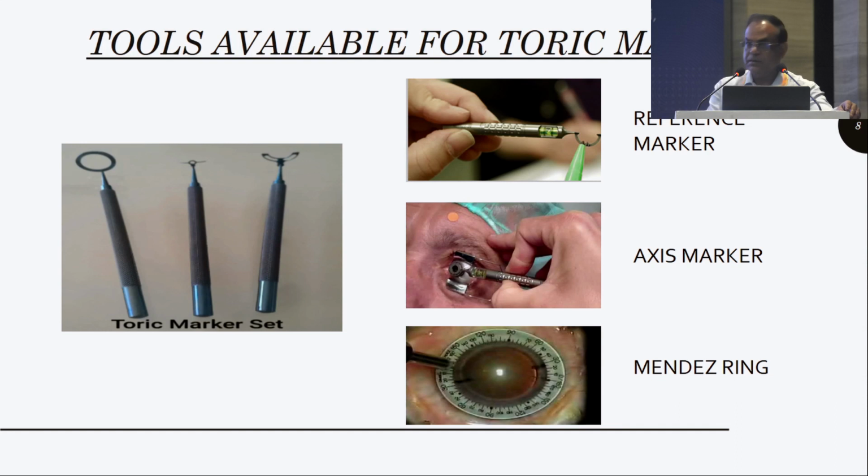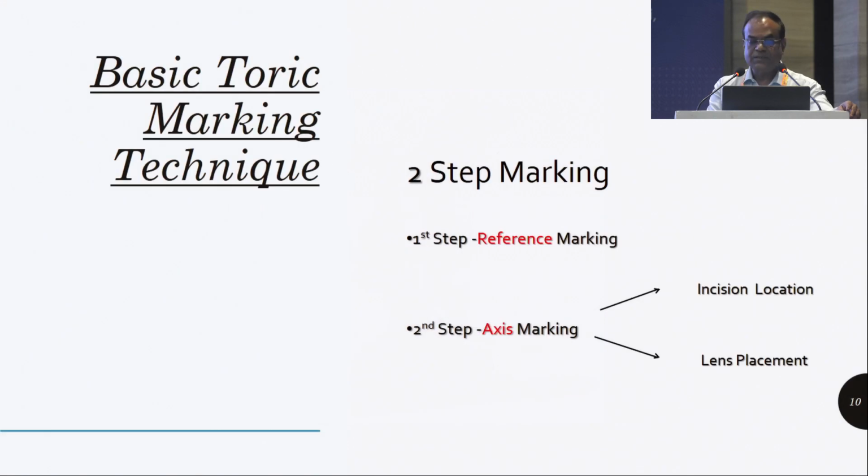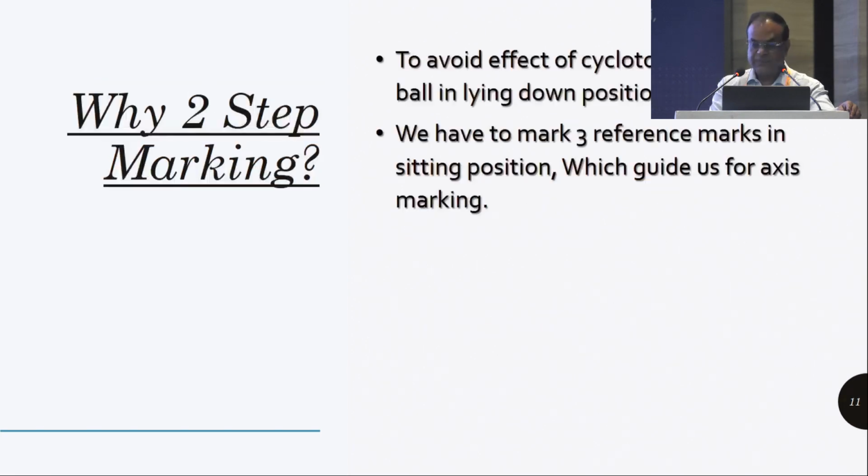So these are the tools available: reference marker, axis Mendez ring, and axis marker. There are tools where we don't need two-step marking, that is the simple slit lamp. So basic toric marking techniques need two-step marking. The first step is the reference marking, which we do in sitting position outside the OR, and then we have to shift the patient to the OR, and the second step is axis marking. And here we need incision location and lens placement.